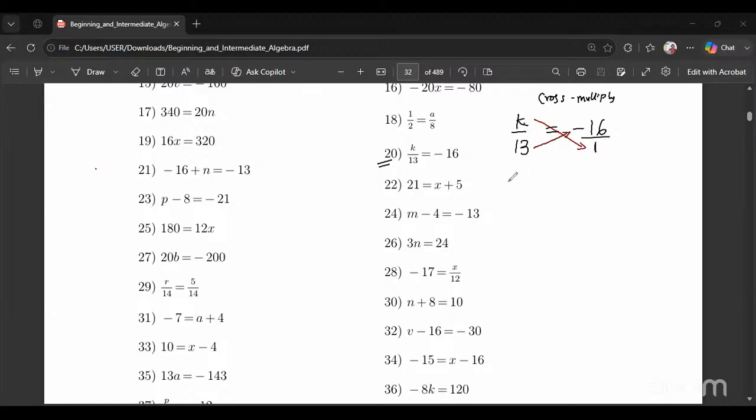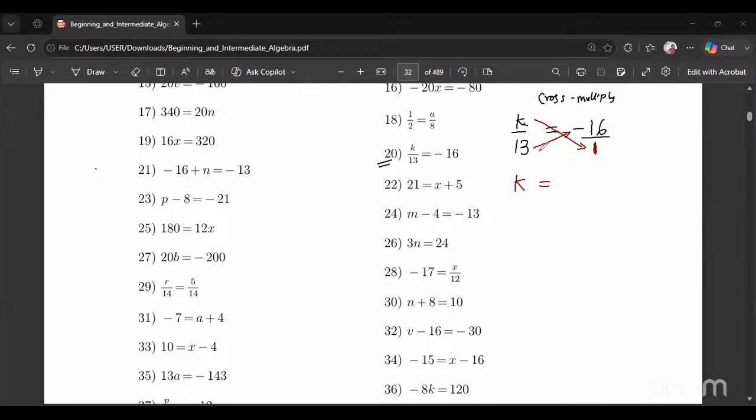So k times 1 is k. Any number times 1 is itself. 1 is just like a mirror. When you look into the mirror, you see yourself. So anytime you multiply anything by 1, you always get back that number. So k times 1 is k, and 13 times negative 16. Sorry, I have to check that on a calculator.